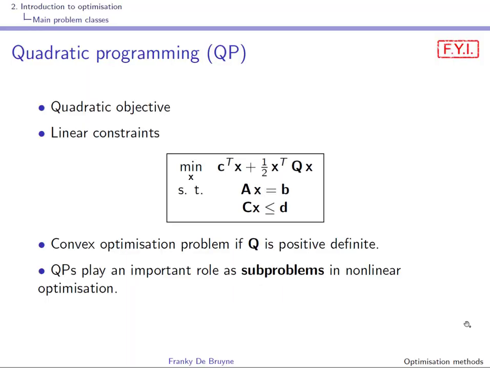For your information, quadratic programming problems are programming problems where the objective function is quadratic and the constraints are linear. You have equality constraints and inequality constraints. If the matrix Q in the objective function is positive definite, then you have a convex optimization problem. These types of problems play an important role in general nonlinear programming problems, because when you are near a local minimum, the objective function is almost quadratic.